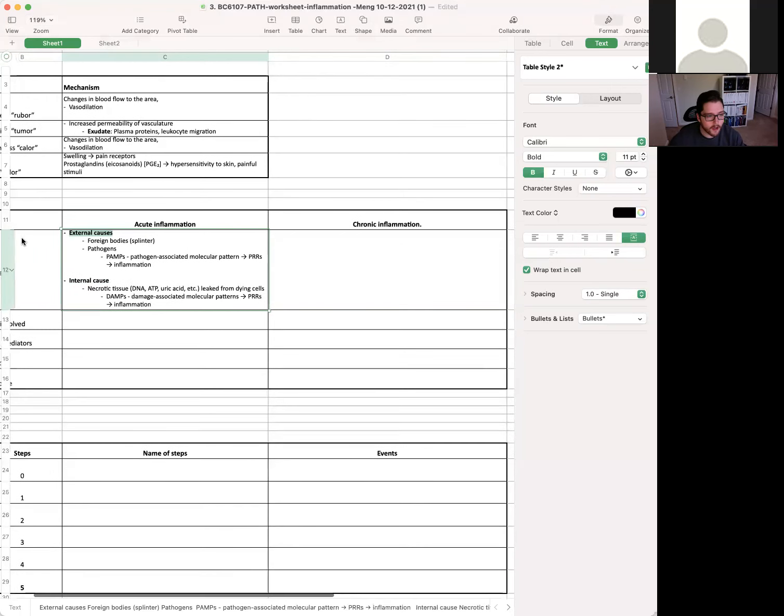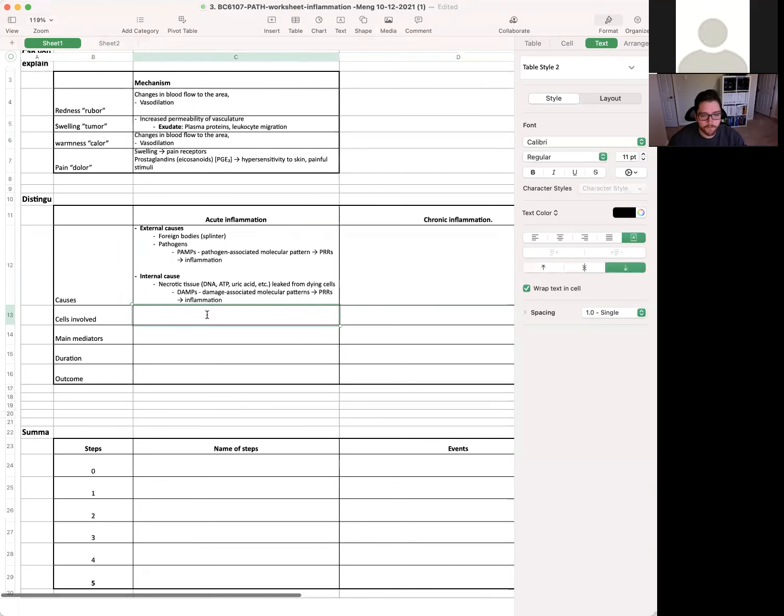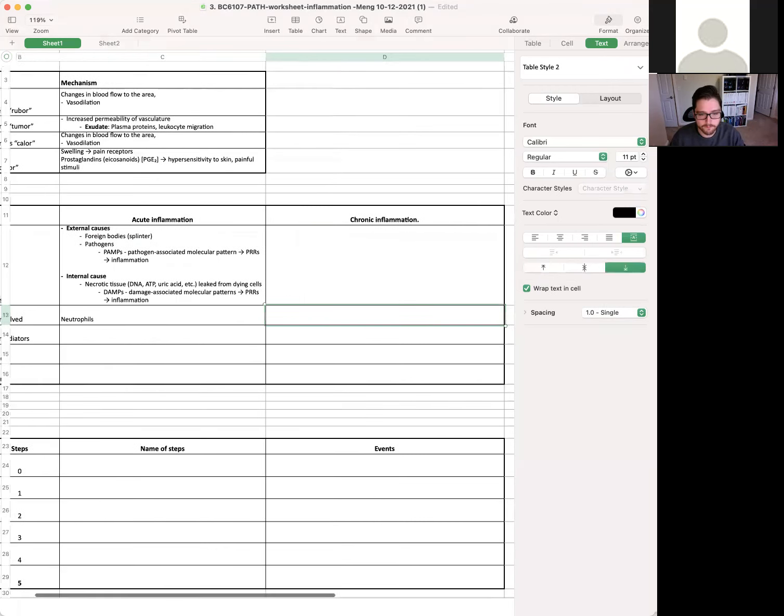So I think that's good for the causes. What are the cells involved in acute inflammation versus chronic inflammation? Do you know the main cell difference? Yeah. In acute, there's neutrophils. And in chronic inflammation, there's macrophages. That's the main ones that I remember.